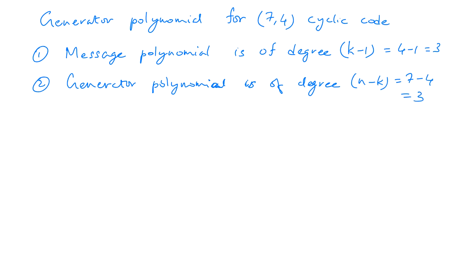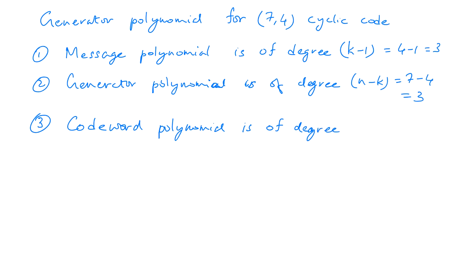And the code word polynomial, once you create the code words, will have a degree of n minus 1, which is in this case 7 minus 1, which is 6.